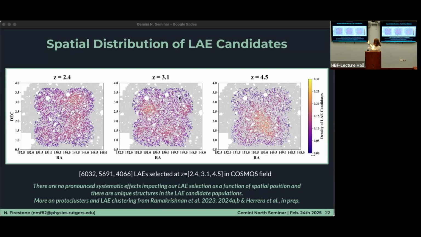These are not to be taken as any sort of analysis for protoclusters or filamentary structures, but if you're interested in looking at that, we've used these LAEs to identify protoclusters, and you can check out Vandana Ramakrishnan's 2023 paper as well as her 2024 A and B papers. And Danny Herrera, who's a grad student with me at Rutgers, is currently working on our clustering analysis. So there are lots of really awesome protoclusters that we can derive from these LAE samples.